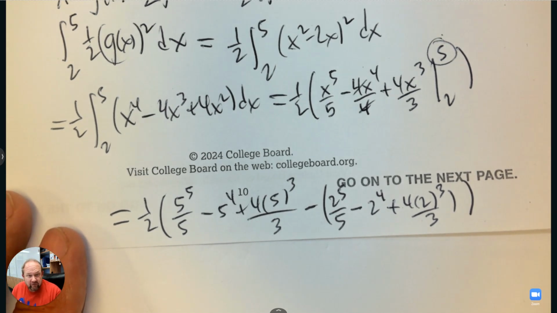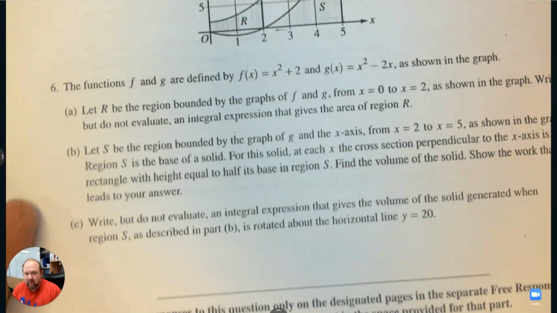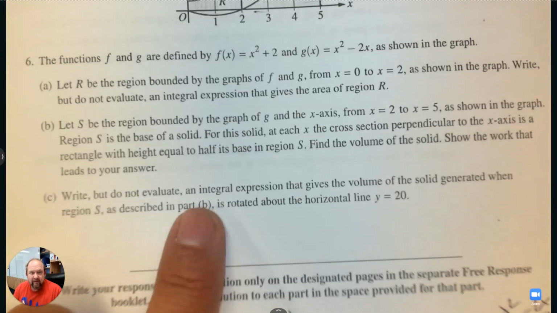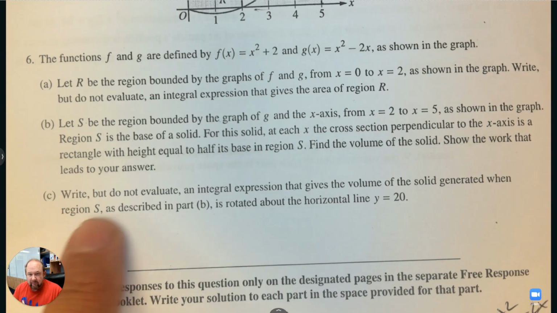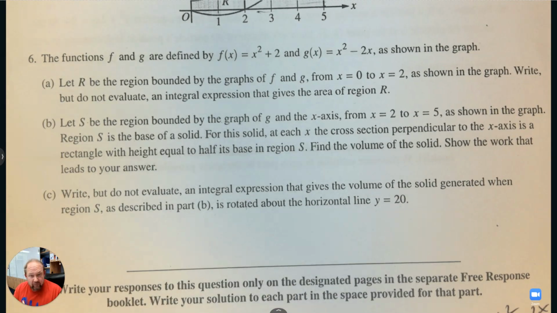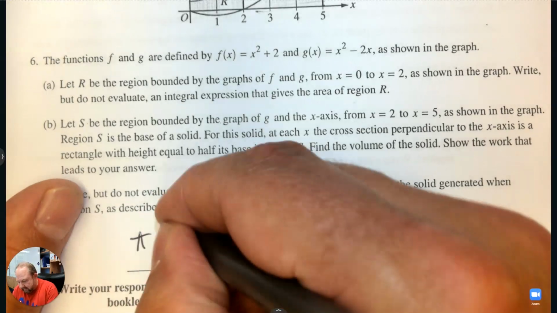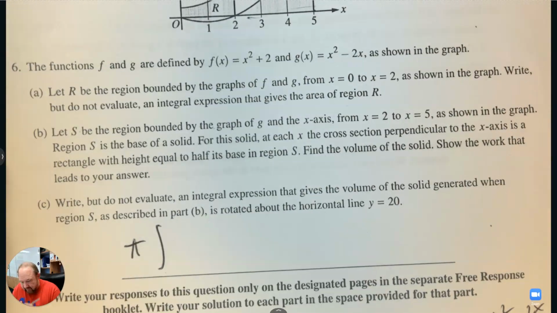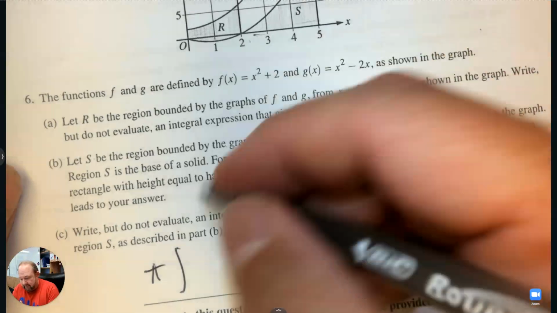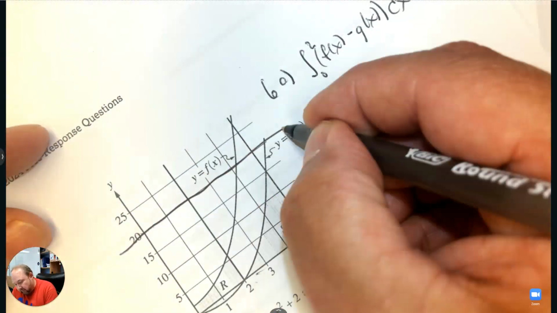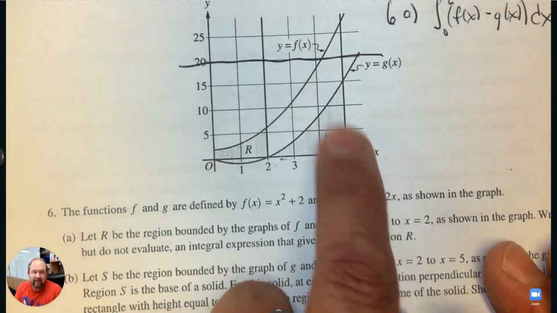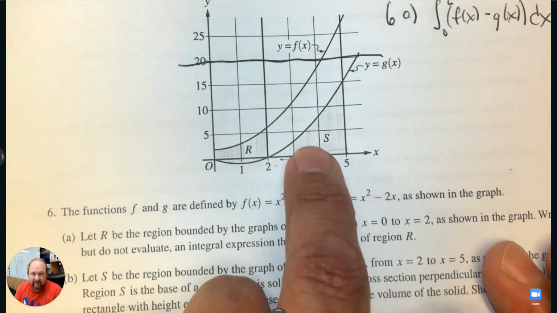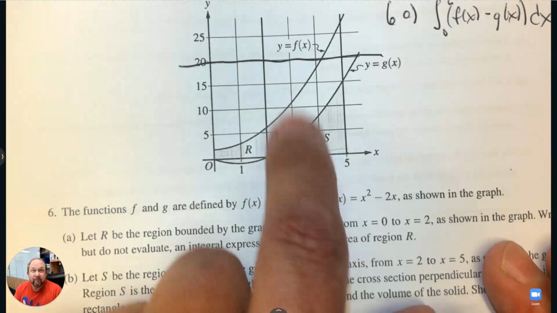Then the last question, part C, I can do right here because I just have to write an integral that gives the volume of the solid described by rotating. So now we know it's a circle if you rotate. So it's pi for part S. Again, it's going to integrate from 2 to 5. And if we go at y equals 20, there's a space between the line and the area that I'm doing. And so that space means there's 2 radii.